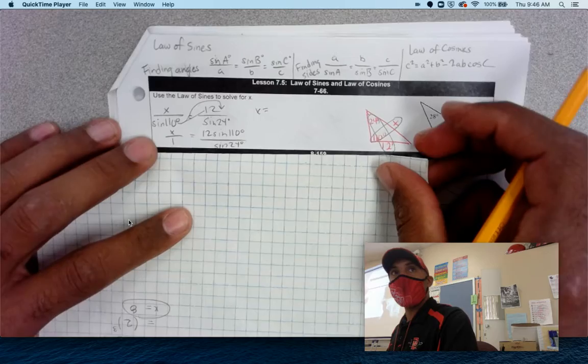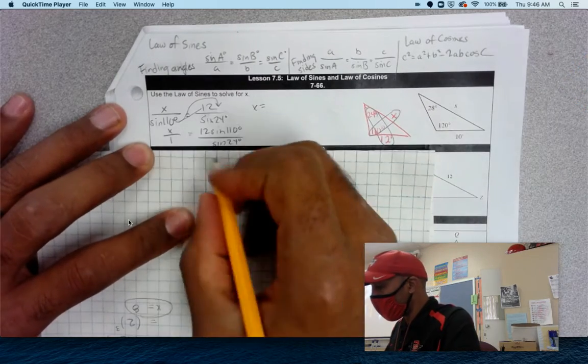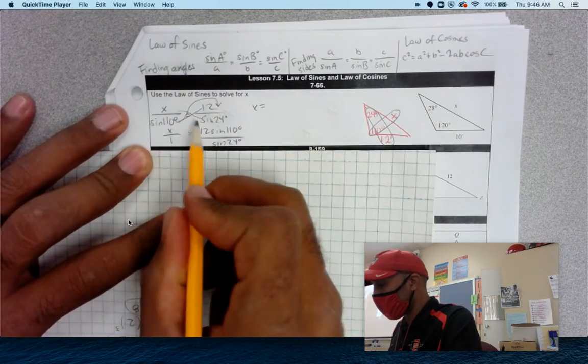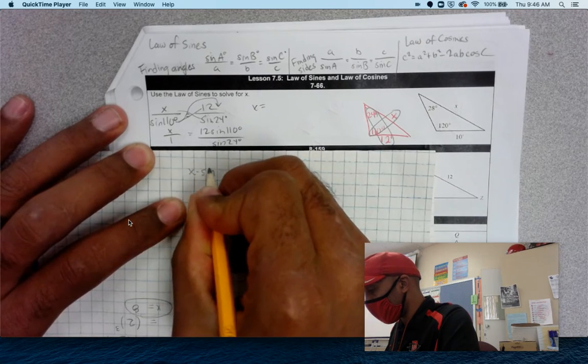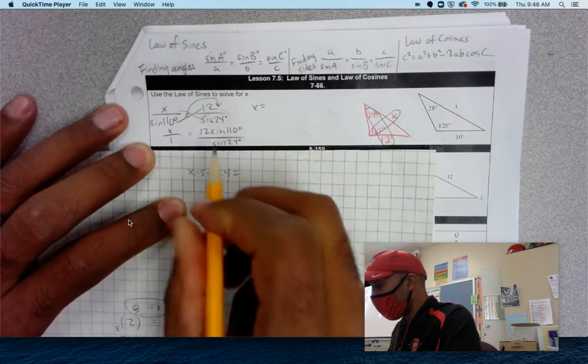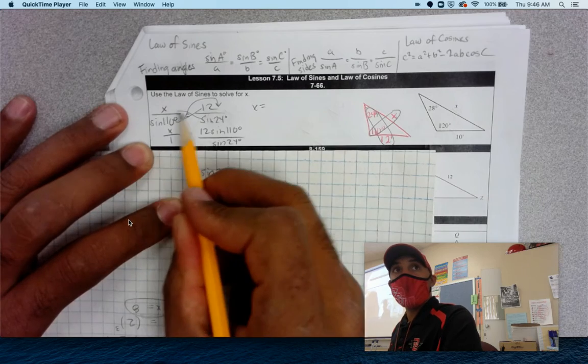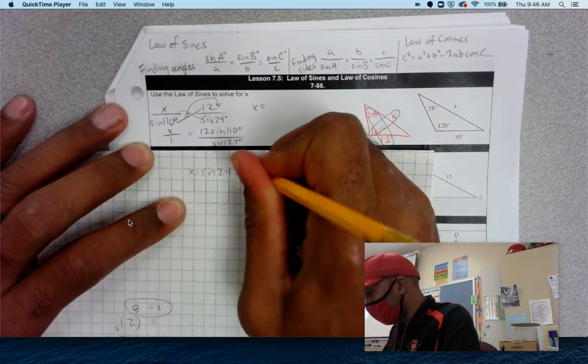And let me show you why that works. Okay, so normally, if I was to cross multiply this, I would do x times sine of 24, so it'd be x times sine of 24 equals 12 times sine of 110.